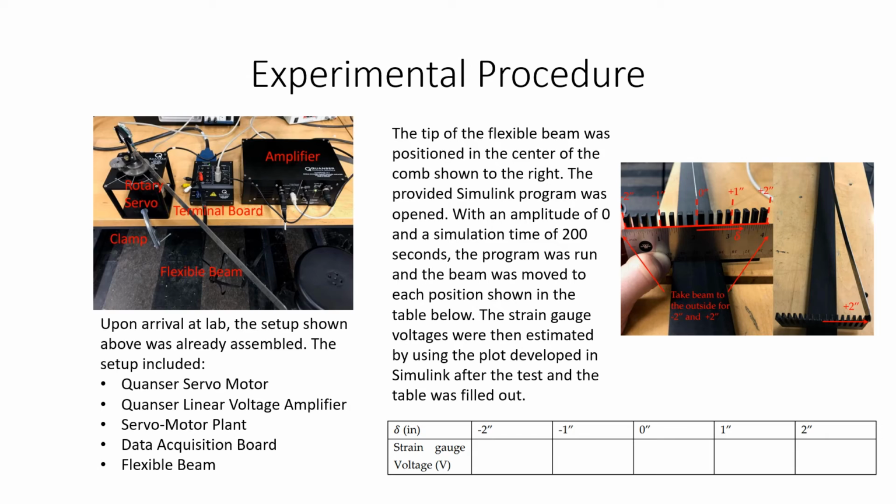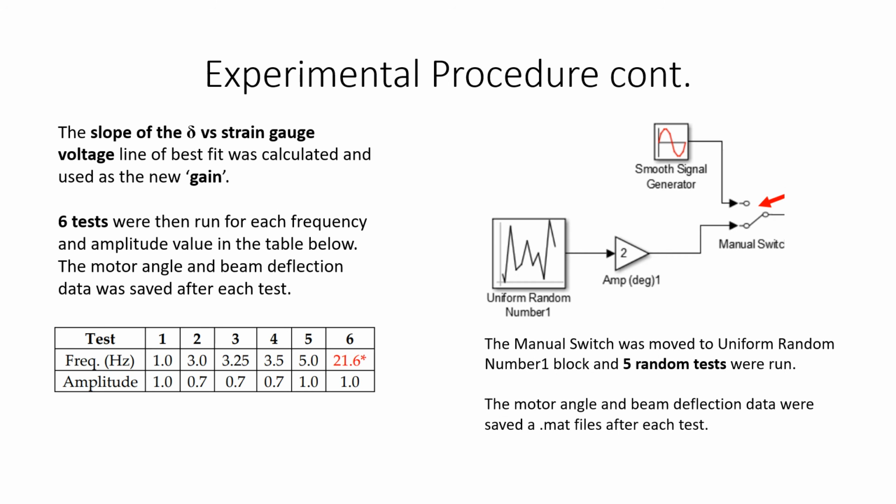After the test, the strain gauge voltages were estimated for each beam position using the plot developed by Simulink. The delta values were plotted versus the strain gauge voltages, and a line of best fit was developed for the graph. The slope of this line of best fit was entered as the new gain in the Simulink program.